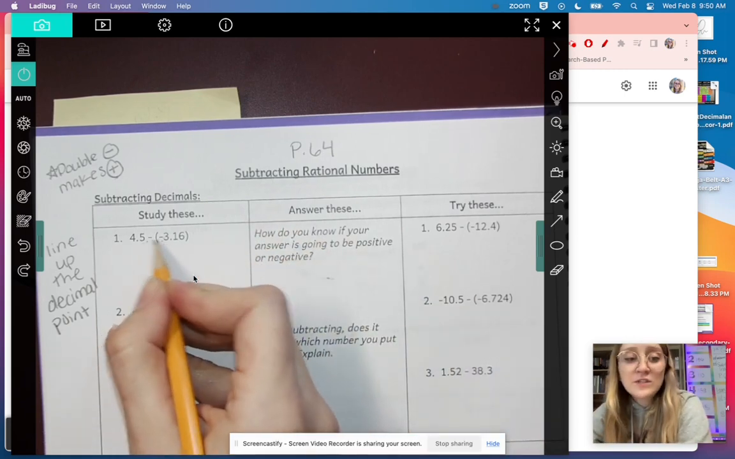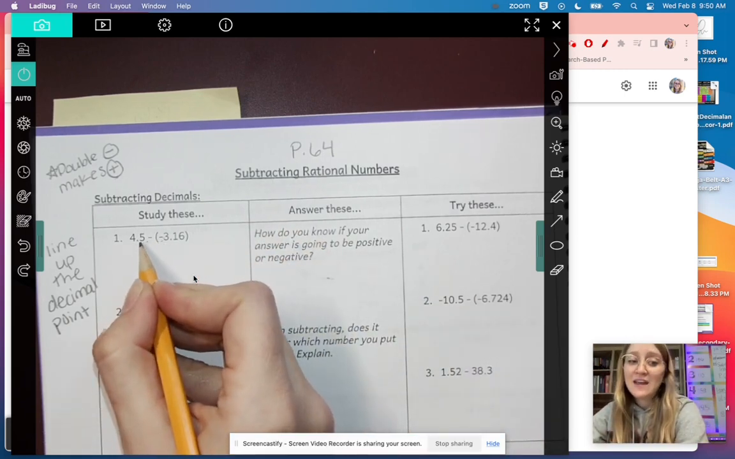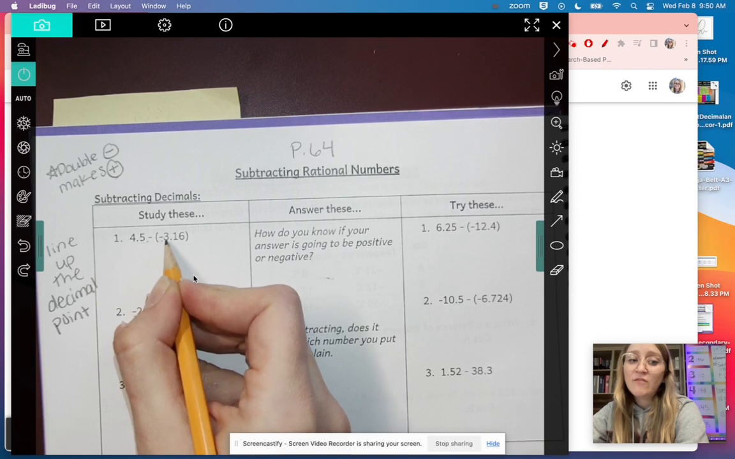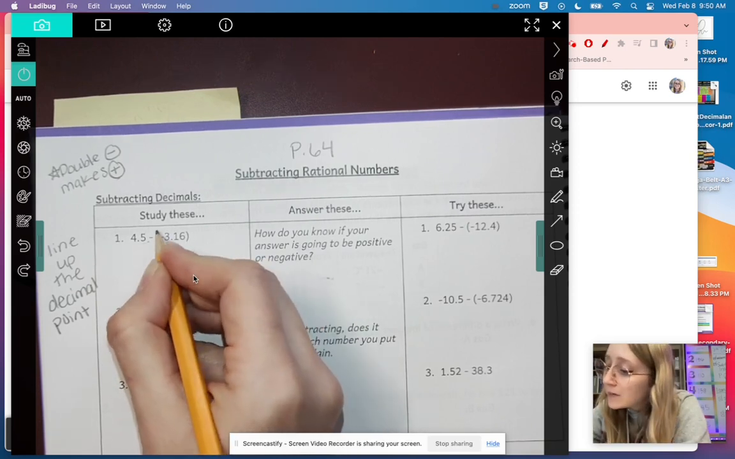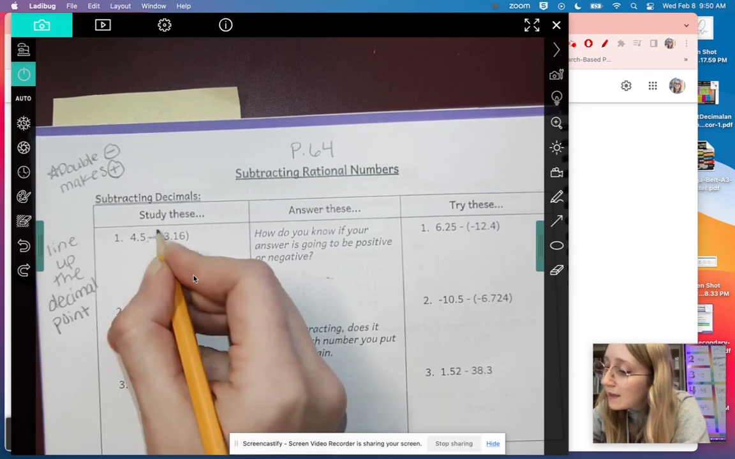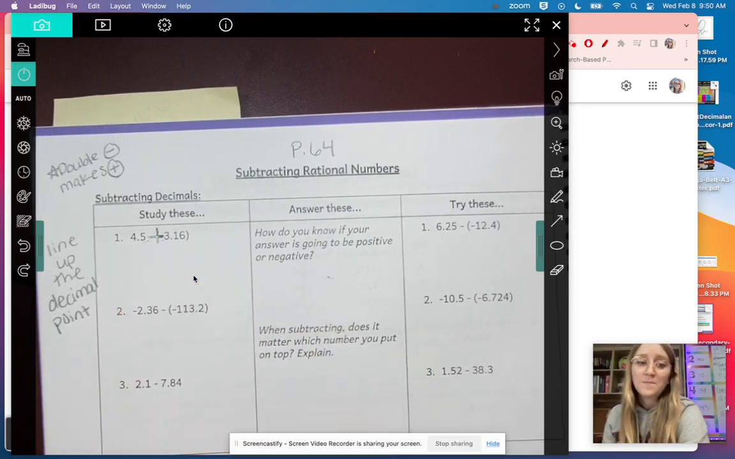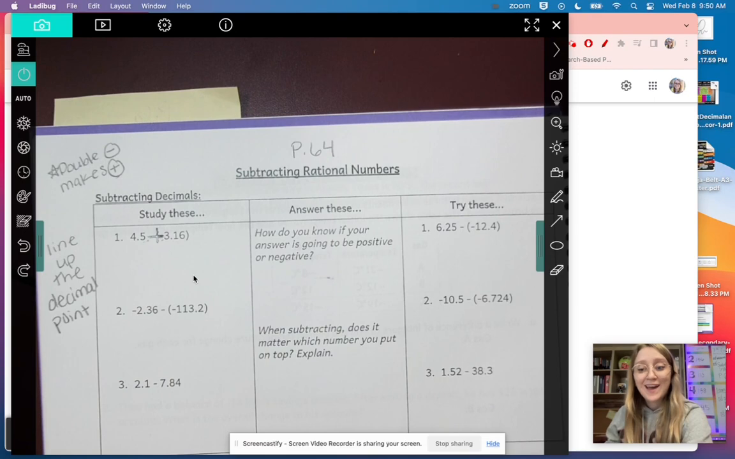So here on this first example, we've got 4 and 5 tenths minus negative 3 and 16 hundredths. I see my double negatives. I'm going to turn it into a big positive. Okay. Subtraction is just adding the opposite. So for subtracting a negative, we're adding a positive. There's our big plus sign.